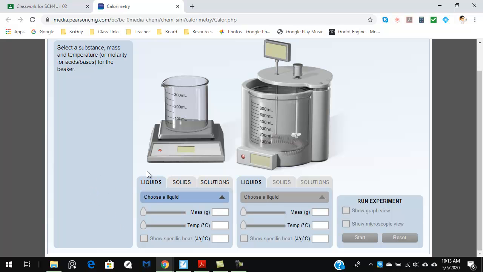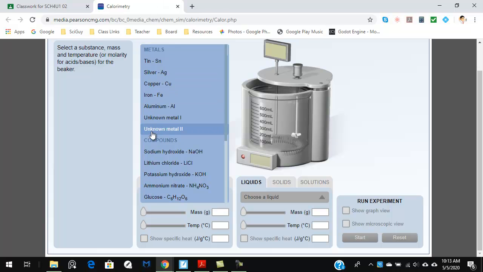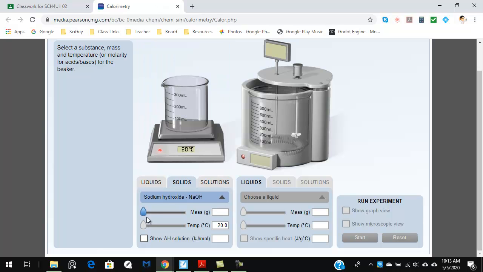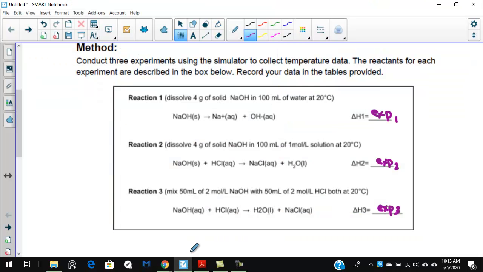So you go into the first one here and you pick what you want to load into the experiment. I'm going to choose a solid. I look at the menu. I'm going to choose sodium hydroxide. I can put down how many grams of sodium hydroxide I want. Let me just flip back to see how many it was supposed to be. It's supposed to be 4 grams in 100 mils of water.